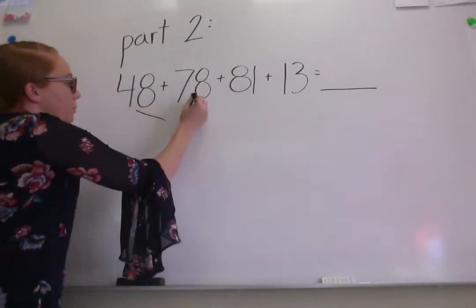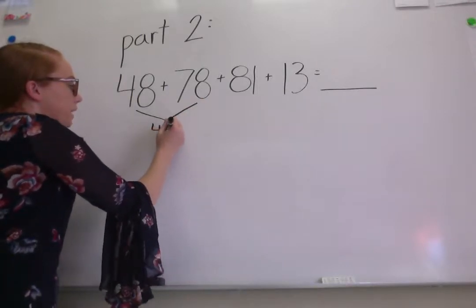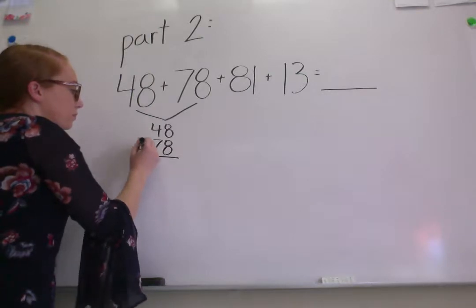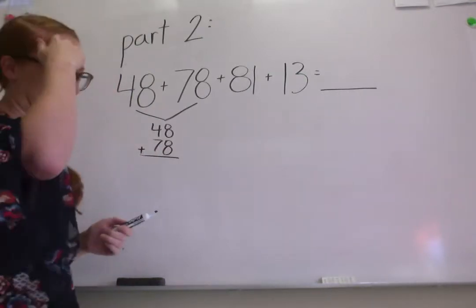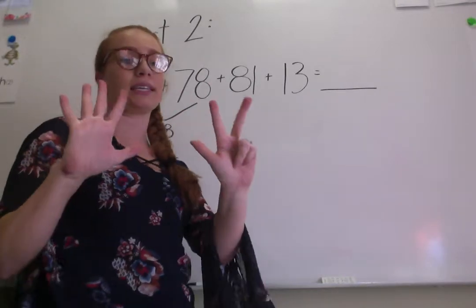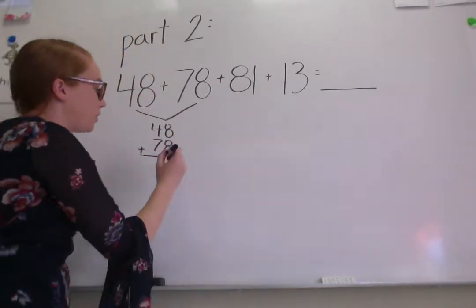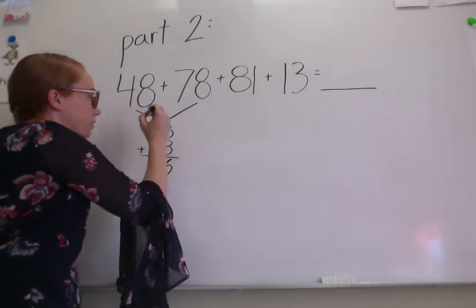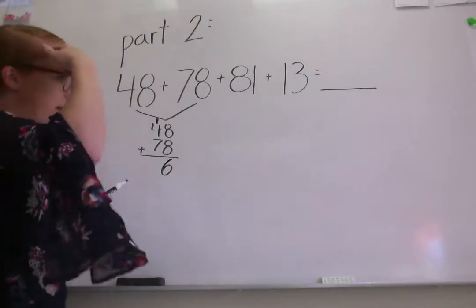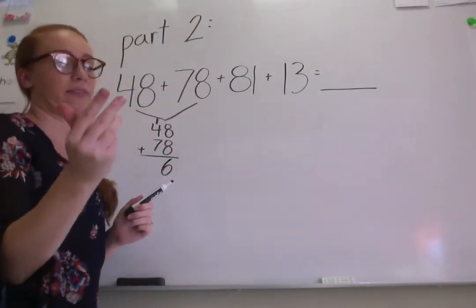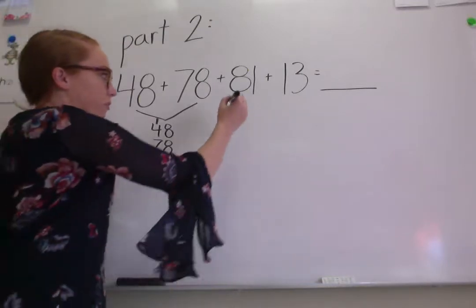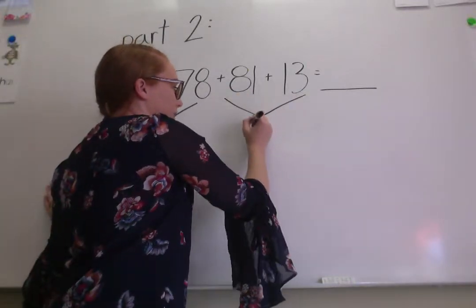So first thing they could do, I'm going to show you vertical way. They can set up 48 plus 78. 8 plus 8. 8, 9, 10, 11, 12, 13, 14, 15, 16. That's a doubles fact. They should know that, but just in case, they can still use their fingers. 1 plus 4 is 5. 5 plus 7. 7, 8, 9, 10, 11, 12. The answer would be 12. So we have 1/2, but we're not done. We need to figure out what this half is.